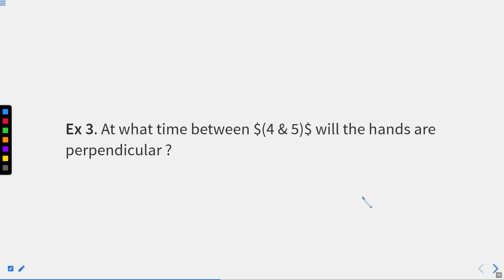This time we'll have two answers, because initially we were discussing either 0 degree or 180 degree, which happens once in an hour. Now this time it happens twice in an hour, right? So for that, we will get two answers and I'll explain both of them. So at what time between 4 and 5 will the hands be perpendicular to each other?